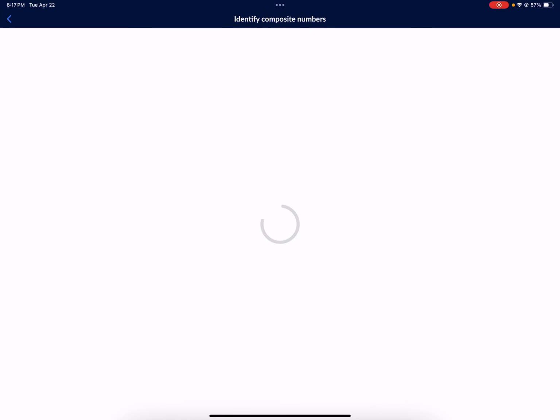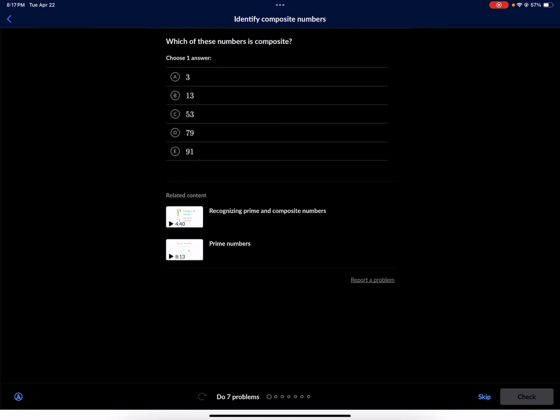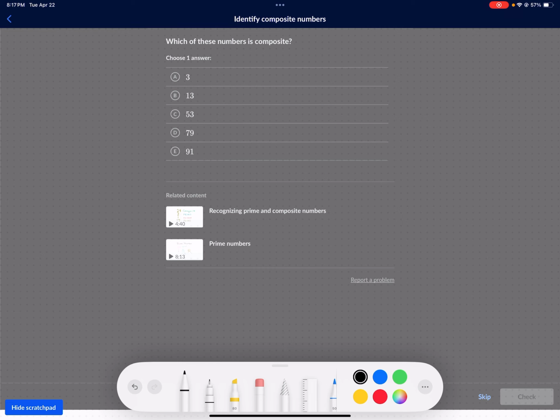So, next up, identify composite numbers. Let's take a look at this. Which of these numbers is composite? So with composite numbers, these are numbers that basically have a bunch of factors. So 3 and 13 are out of here because they are prime. And 91 and 79 are also out of here, so it's 53.